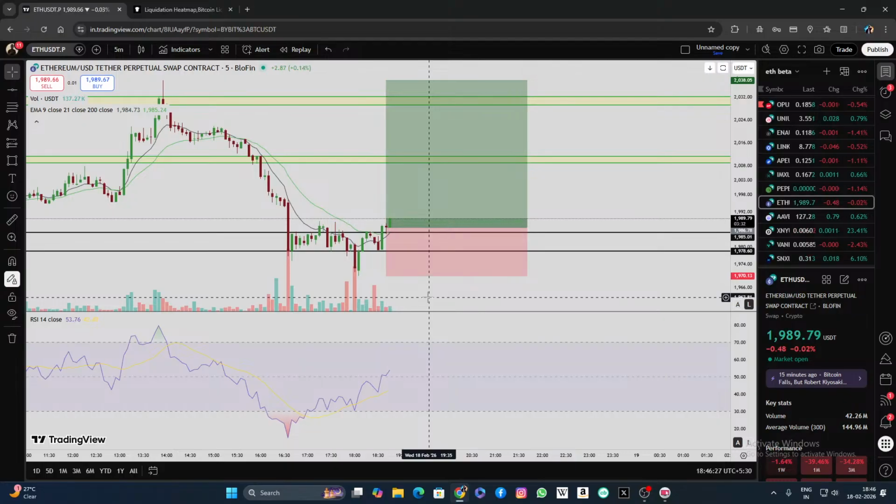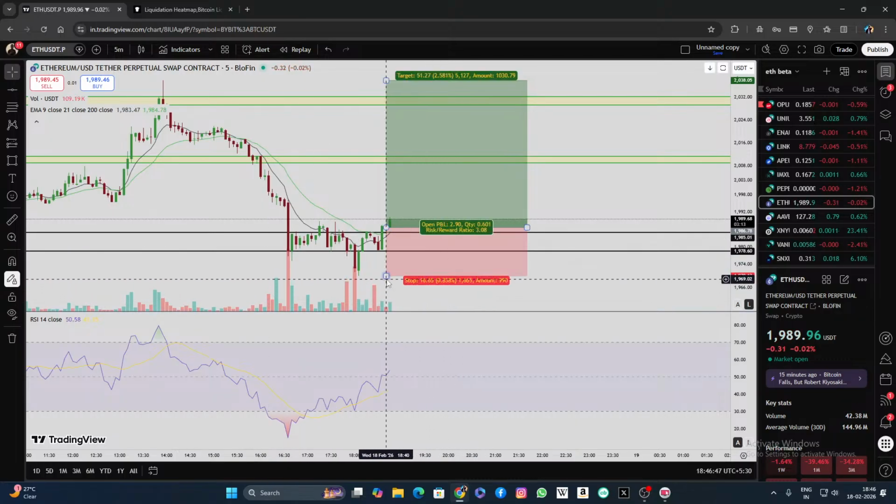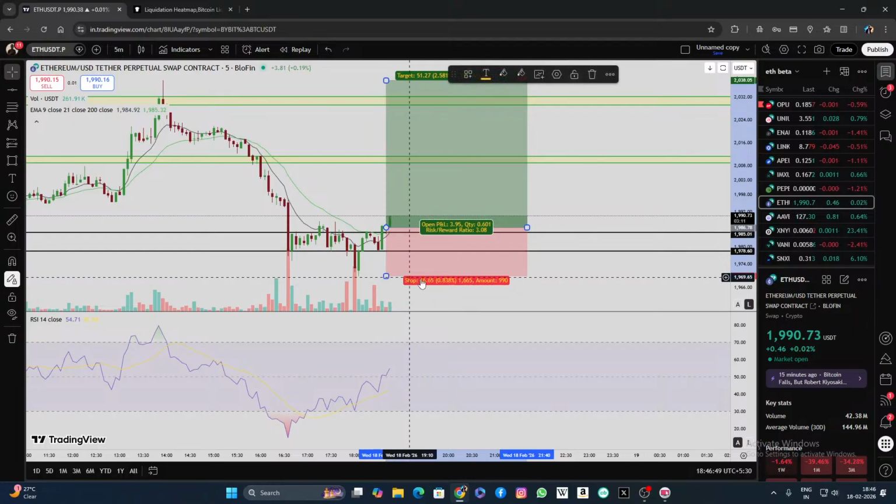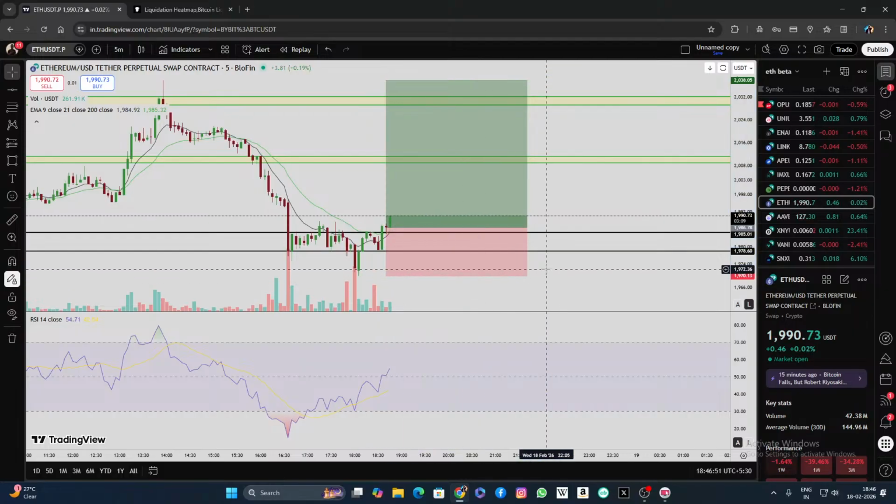Again, I'm repeating, the stop loss is at 1970, and our first target around 2007, and our final target around 2038. If anybody wanna enter, you can. Risk small amount. Stop loss is also around 0.838%. Nothing big. Let's go, guys.